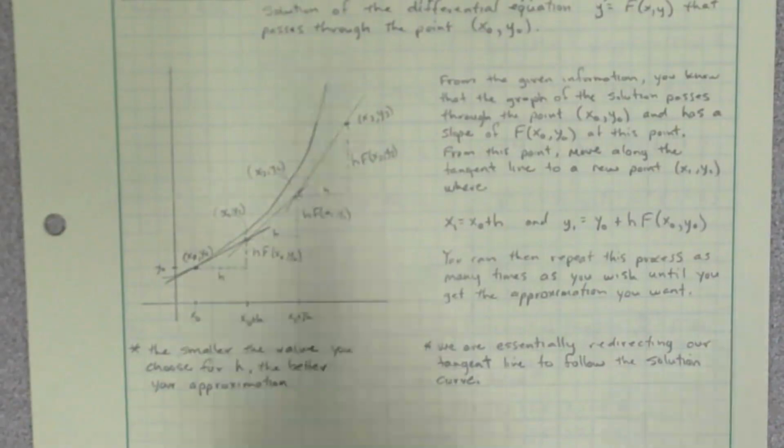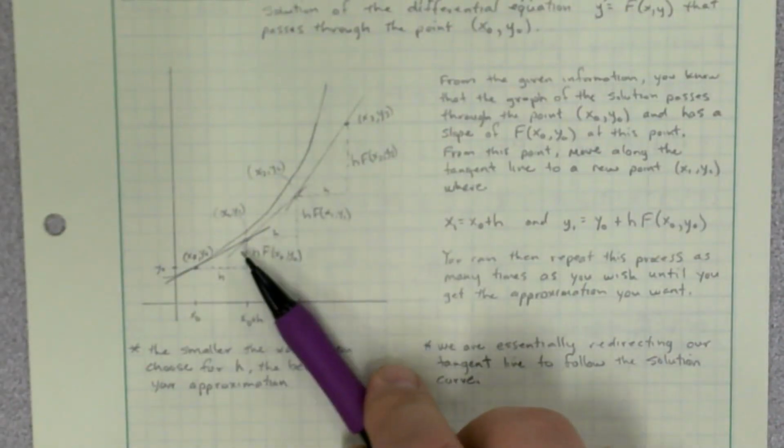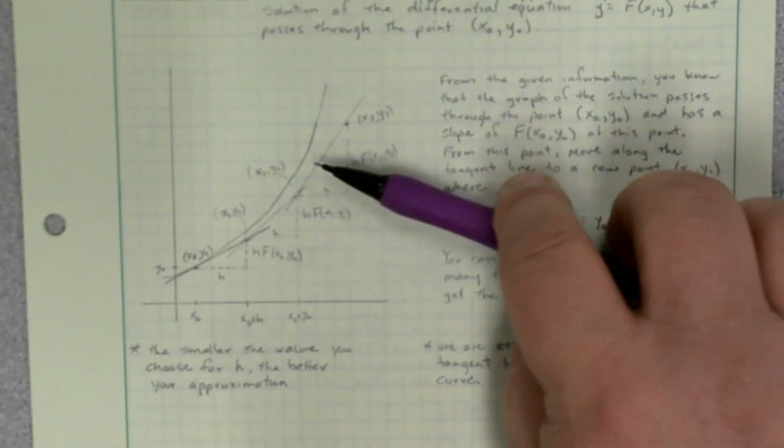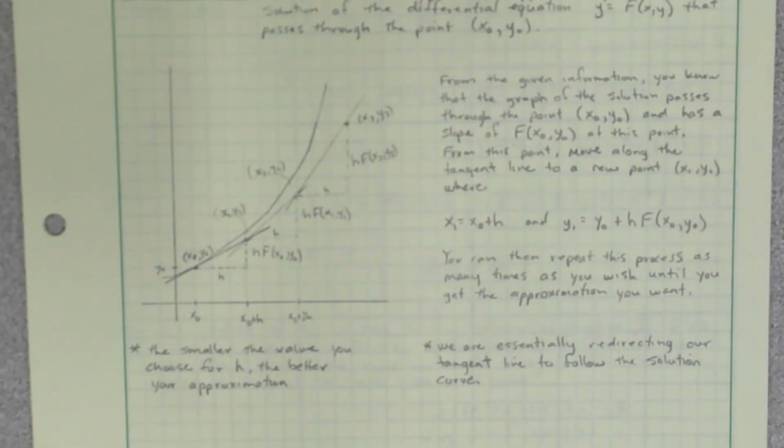So remember, Euler's method is simply a redirection of these tangents, from the tangent line, a redirection to get us closer to the curve as we move around to different solutions. So let's see how this works in reality. We'll do a problem here together. I have one of our first ones right here.